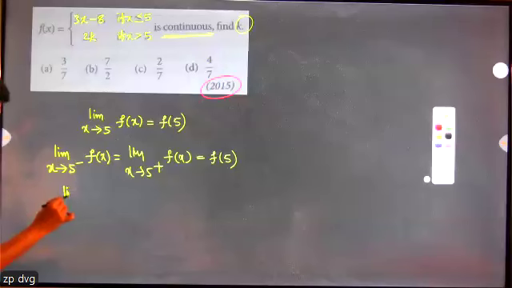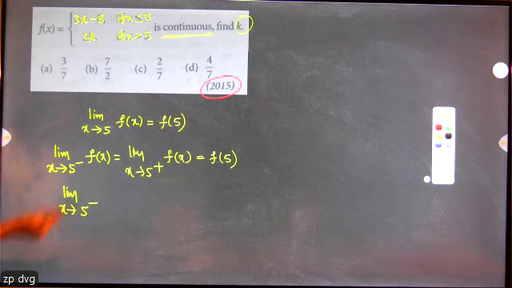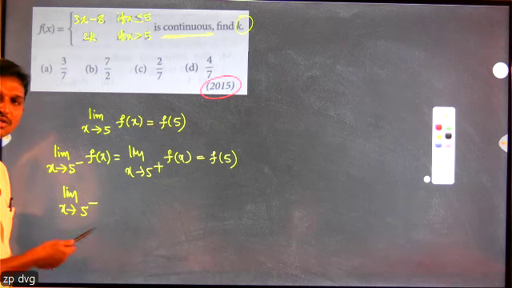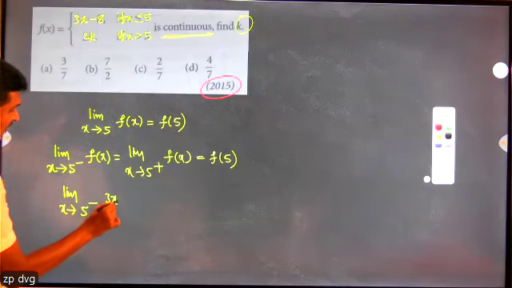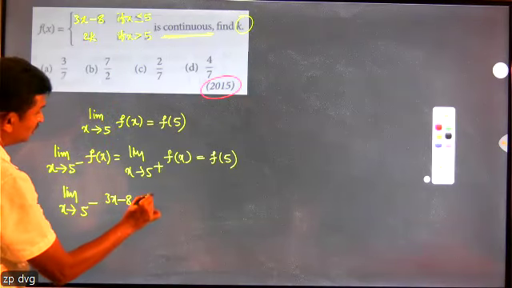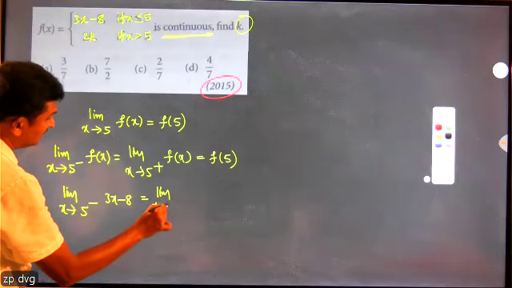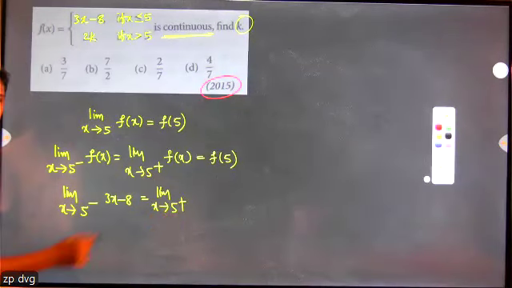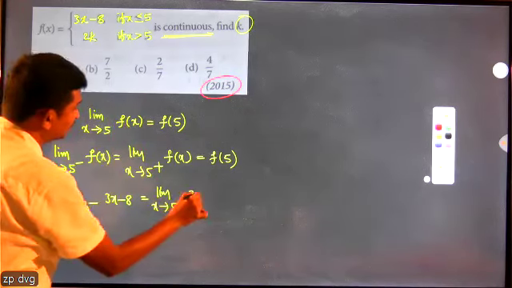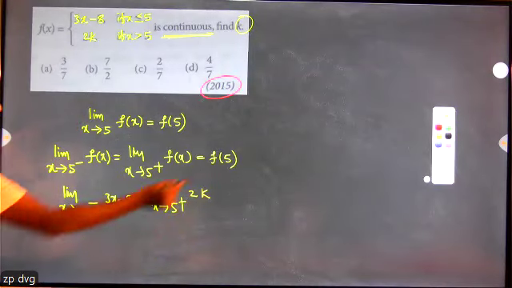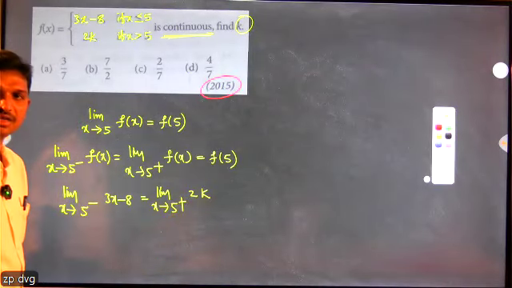See, limit as x approaches 5 from left. In the beginning, why did we discuss all these things? This is the first thing we learned in this class. x approaches 5 from left means all x values are less than 5. When x is less than 5, which function to choose? This one, 3x minus 8, equal to limit as x approaches 5 from right. x approaches 5 from right means all x values are greater than 5. When x is greater than 5, you need to choose 2k. Now there is no need of f of 5 here. Without that, we will get the k value, right?